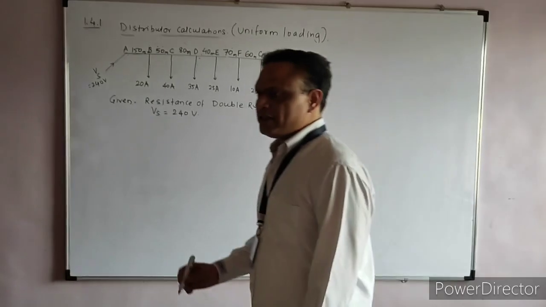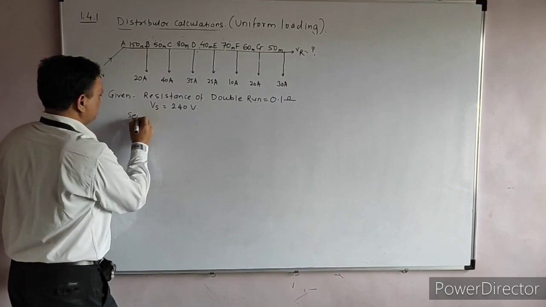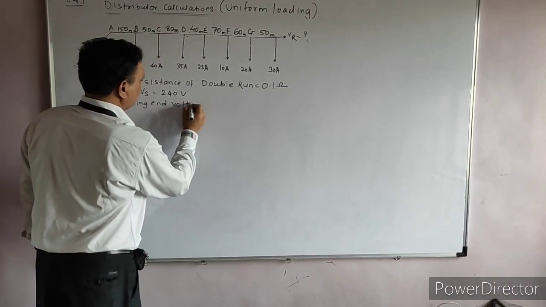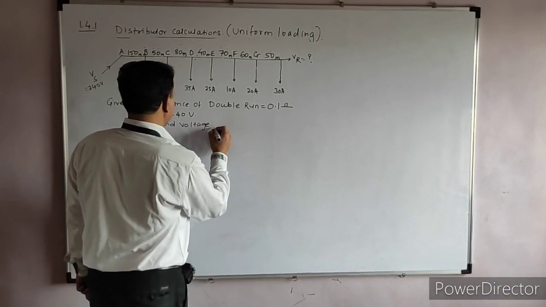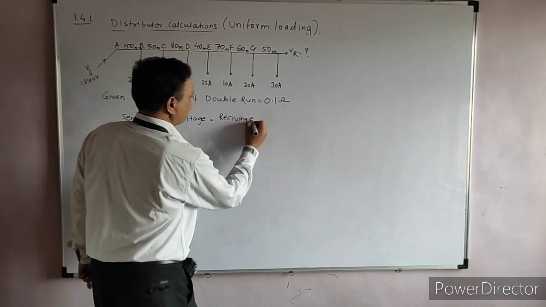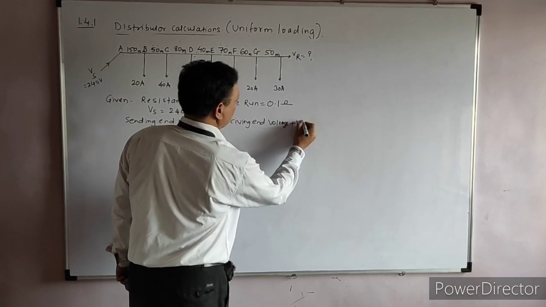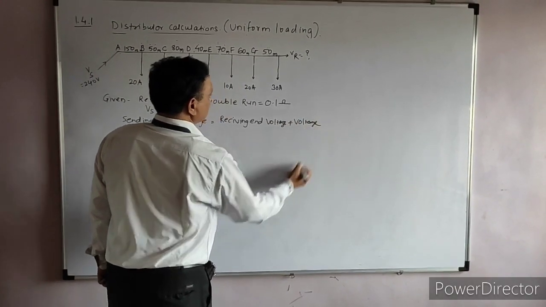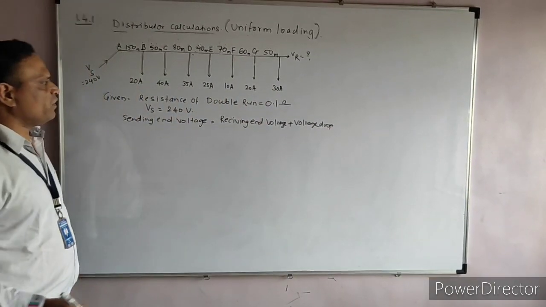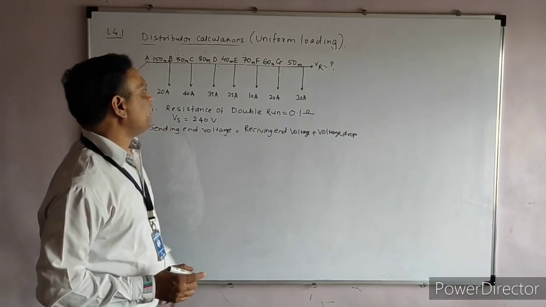And they have asked you what can be the receiving end voltage. Now it is a DC system, we have to always remember that sending end voltage is equal to receiving end voltage plus voltage drop. We know the sending end voltage, our sending end voltage is 240. We have to calculate the voltage drop, so accordingly we will get the receiving end voltage.